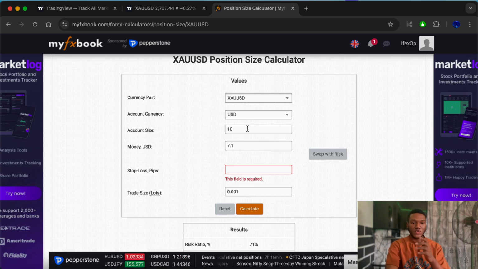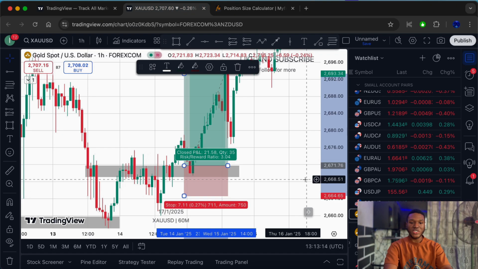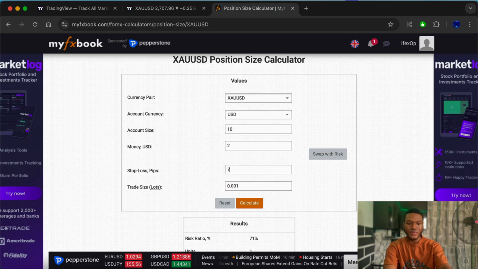So now in this situation we are risking $10. We have our money, let's imagine we want to risk $2 on this trade. Then we have our stop loss in pips, which is actually here 711. So we'll write it here, stop loss in pips is 711, and we press calculate.